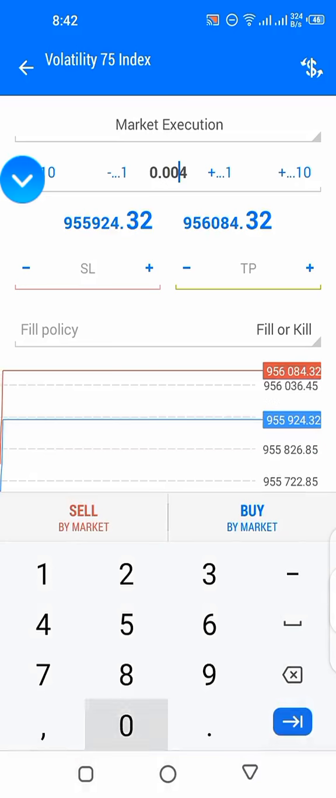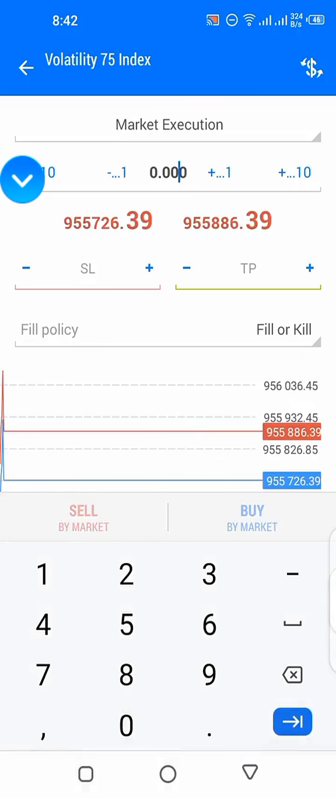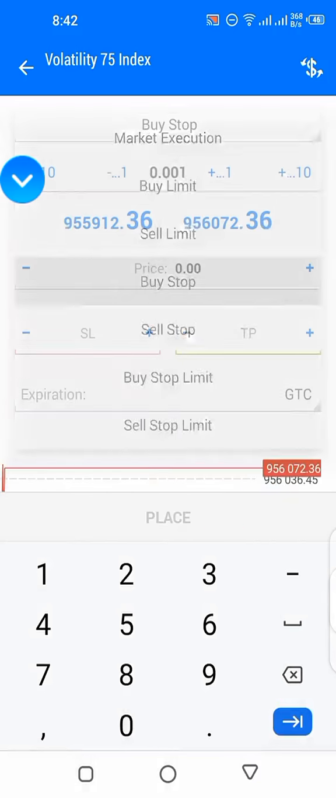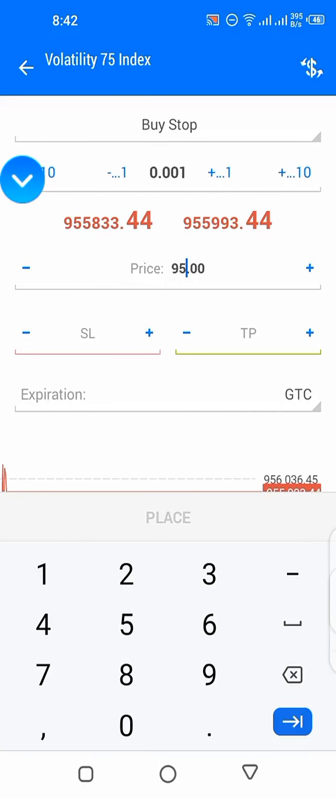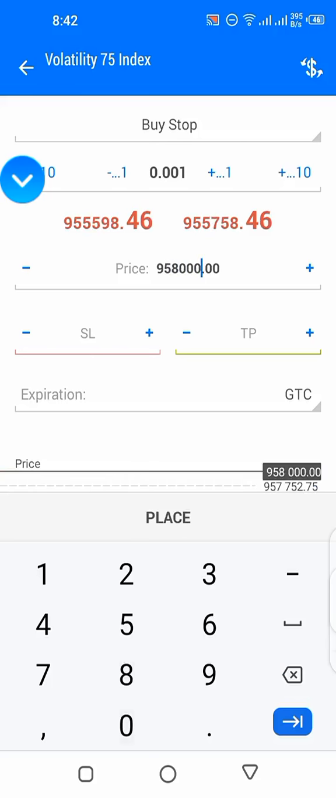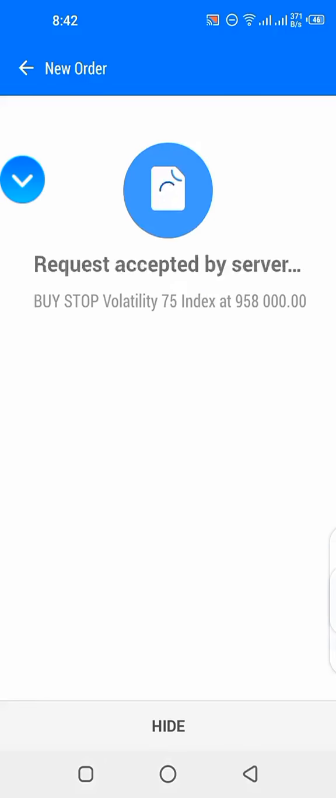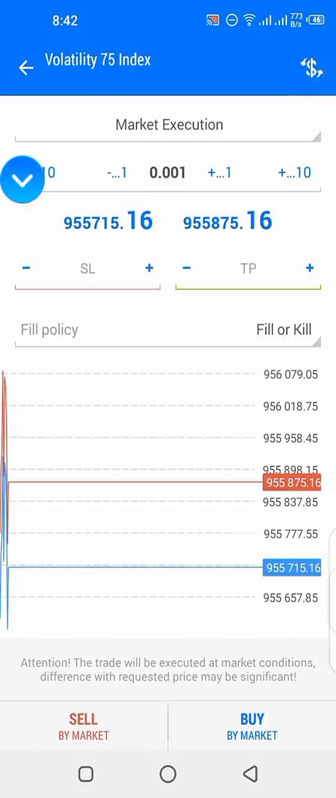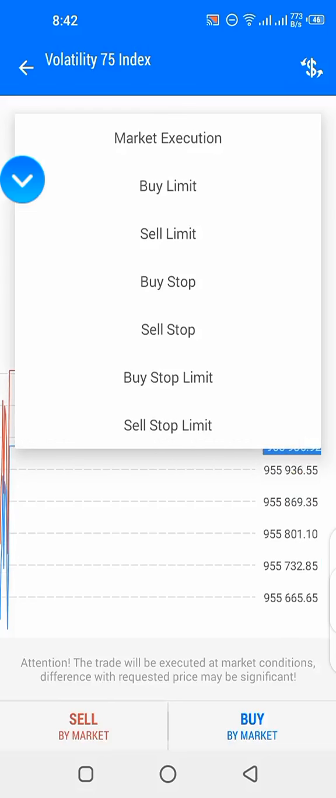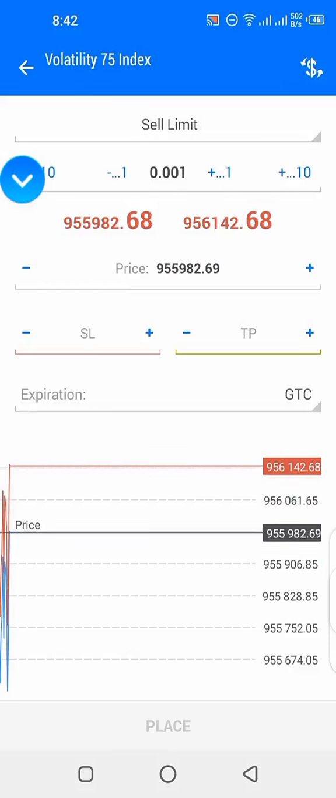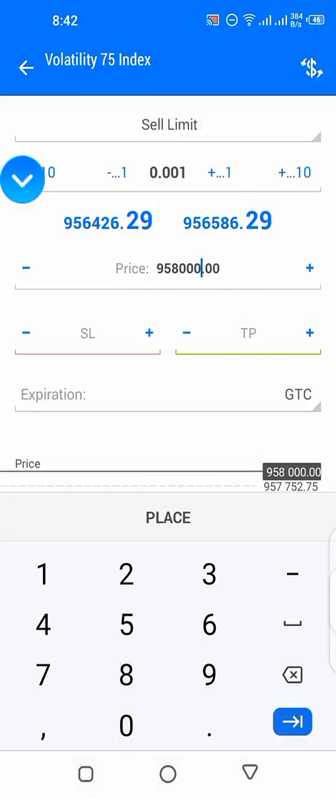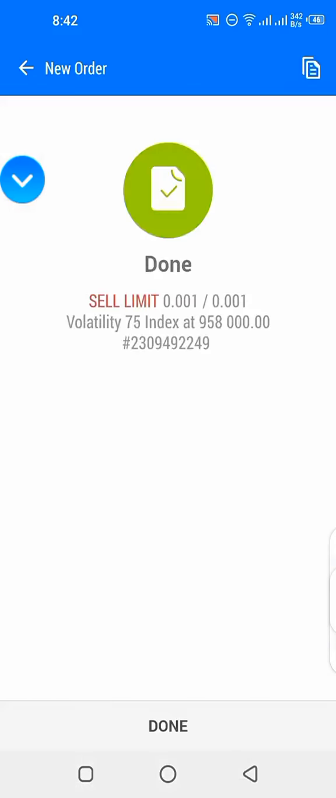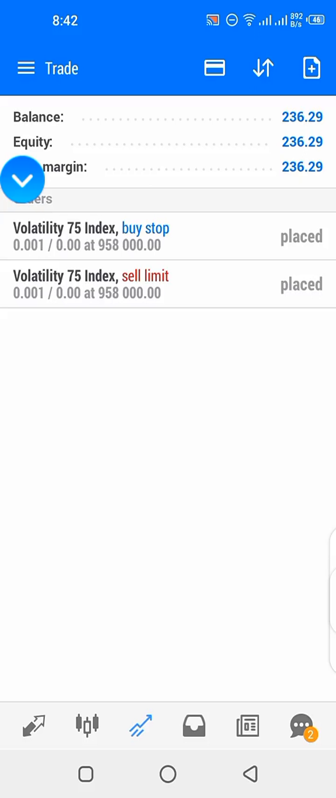Okay, I'm trying to place pending orders right now, and I'm using the smallest lot size, which is 0.001, and I'm placing it at the 95800 mark. I'm setting a sell limit right now at 9580. I have a buy stop there, and I'm also having a sell limit there.